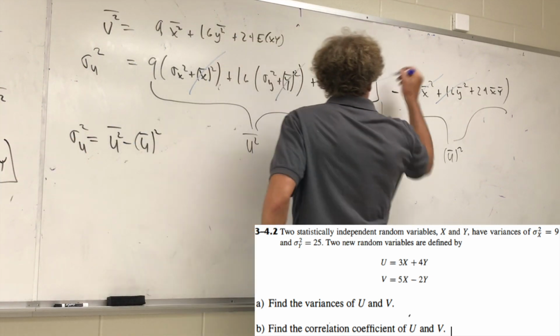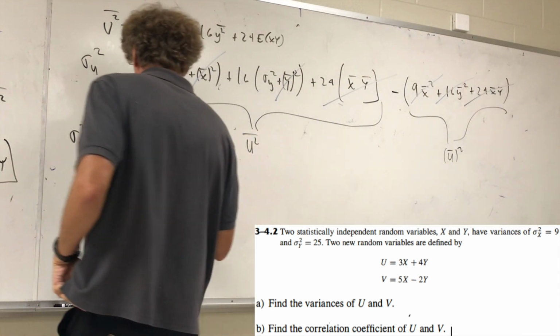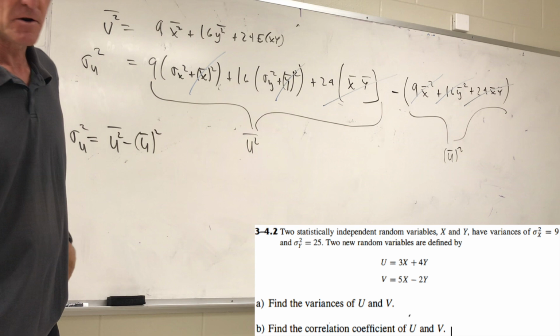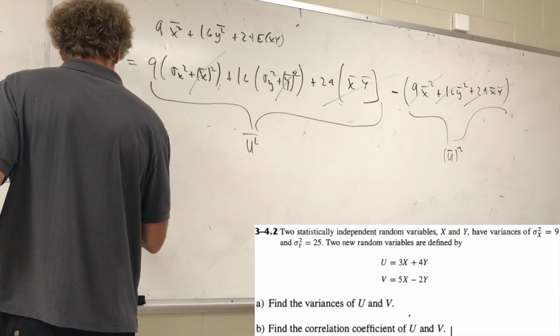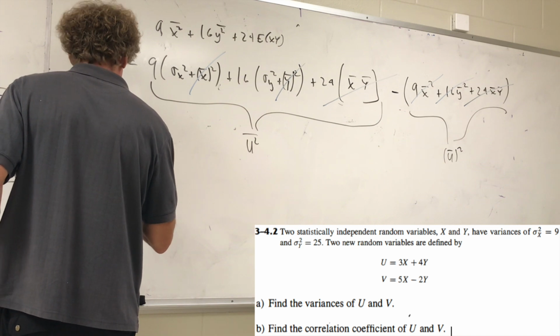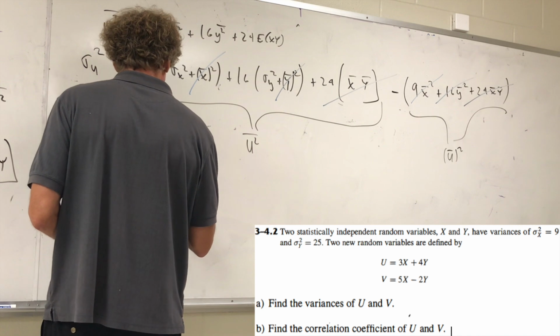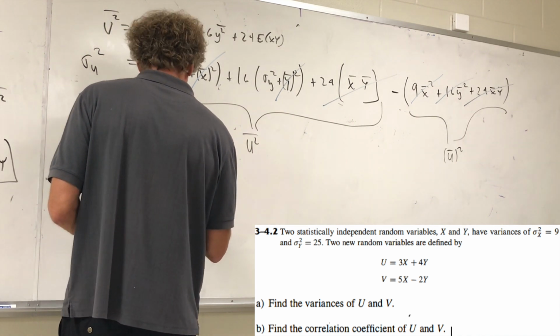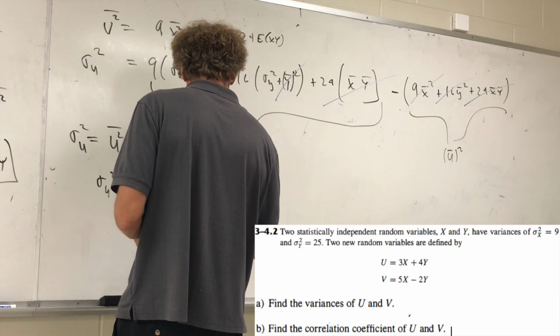Let's get rid of this. What you're noticing is really the crux of the issue. Write this down. I can say that sigma u squared is really equal to 9 sigma x squared plus 16 sigma y squared.